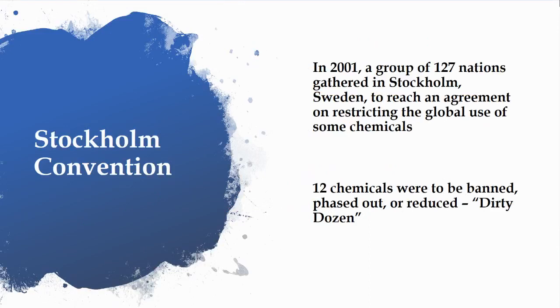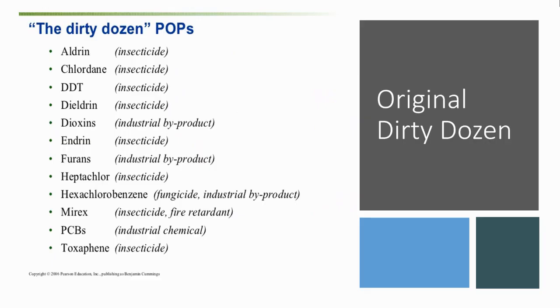Back in 2001, there was actually a group of 127 nations or so that gathered in Stockholm, Sweden, that reached an agreement and found that they need to restrict the use of some of these chemicals. And so there were 12 chemicals that were banned or phased out. And those are the original Dirty Dozen. All 12 chemicals here are considered to be POPs. Each one is either not used anymore or greatly reduced around the globe, because they found that these chemicals were in top predatory organisms, and it was causing issues amongst those types of organisms, especially even keystone species.